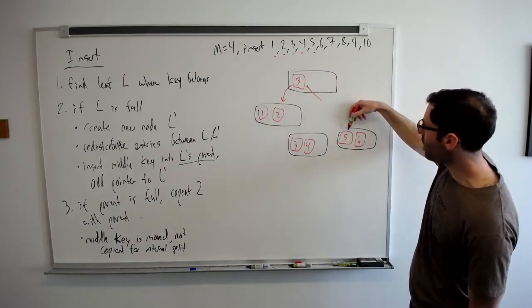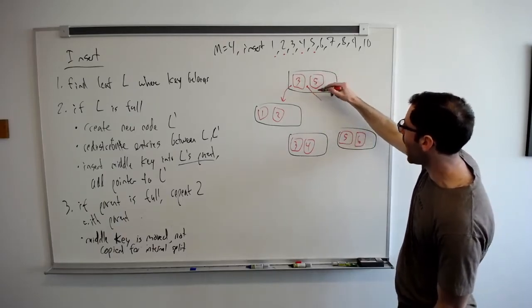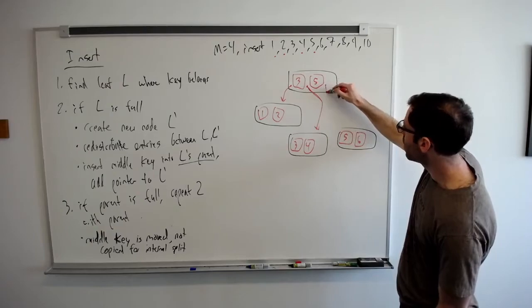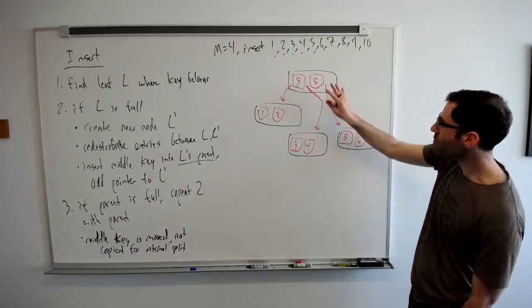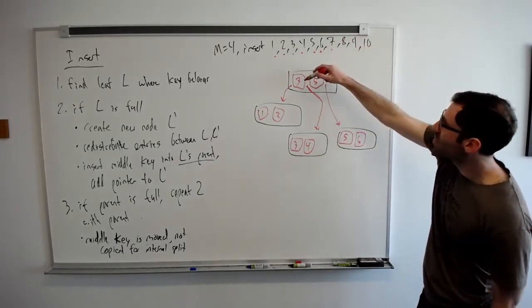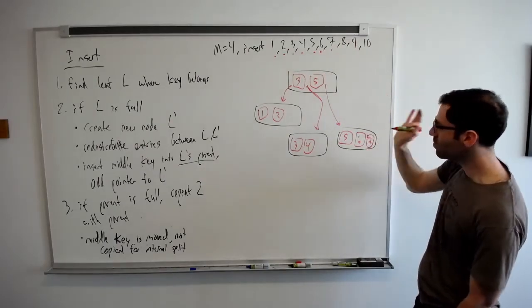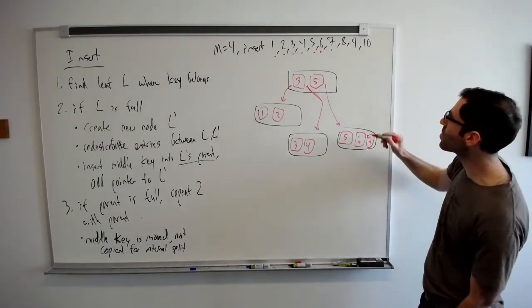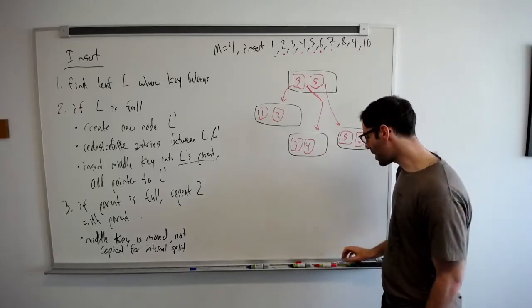Middle key is 5. And I add a pointer to my new node L prime. Parent's not full yet, so we can keep going. We can insert 7. 7 is greater than 3, greater than 5, goes over here. We had room for it, so that's good. Now we need to insert 8. This is full, so we need to split it once more.